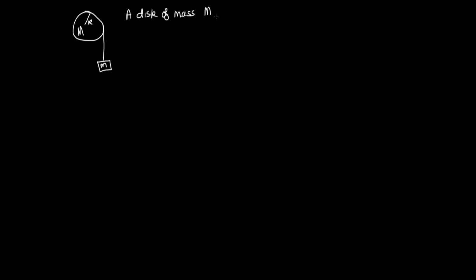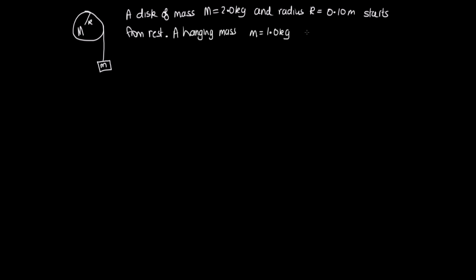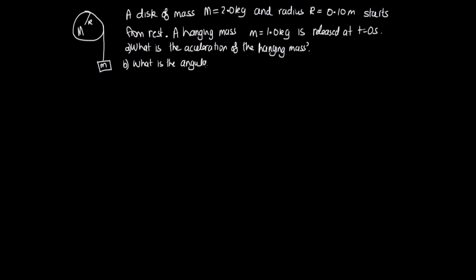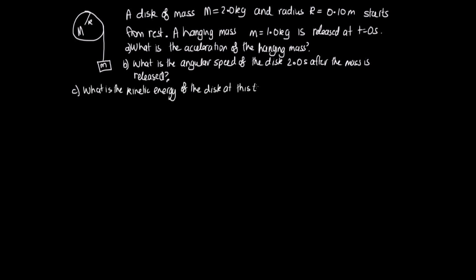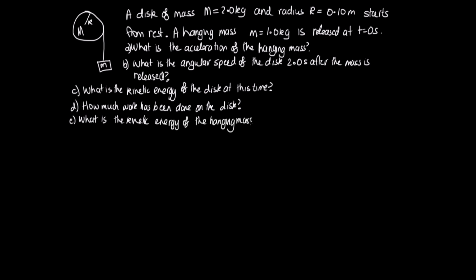So our question is, a disk of mass m, 2.0 kilograms, and radius r equals 0.10 meters starts from rest. A hanging mass, m equal to 1.0 kilograms, is released at t equals 0 seconds. Part A, what is the acceleration of the hanging mass? Part B, what is the angular speed of the disk 2.0 seconds after the mass is released? C, what is the kinetic energy of the disk at this time? D, how much work has been done on the disk? E, what is the kinetic energy of the hanging mass? F, has mechanical energy been conserved?